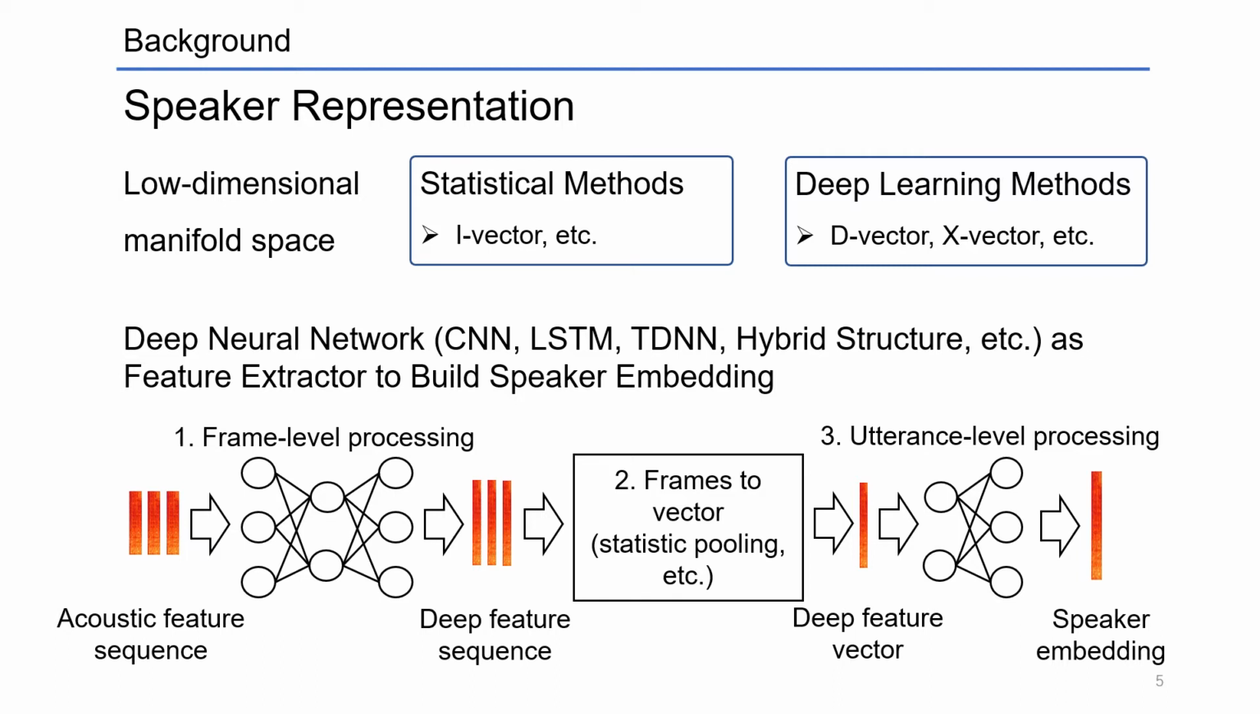With the rise of deep learning, deep neural networks are widely used as a feature extractor to build such low-dimensional speaker representation, such as D-vector, X-vector, and so on. Generally, the deep neural network firstly processes the feature sequence at the frame level, and then converts the feature sequence to the feature vector. Finally, we obtain the deep speaker embedding.